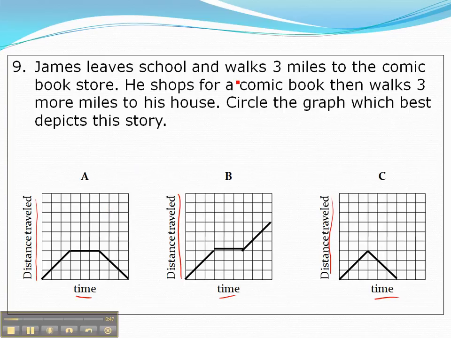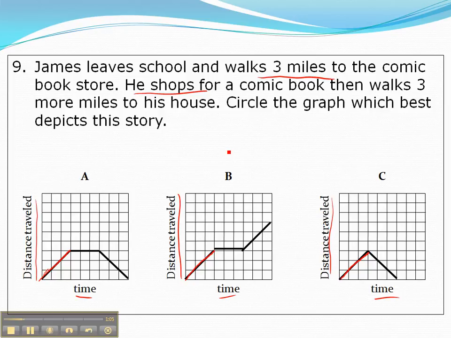Okay, so he left school and walked 3 miles. So in each case it's showing that as time is passing, his distance is increasing. So they all look the same as far as this first walk of 3 miles to the comic book store. They all look the same. Then he shops for a comic book.